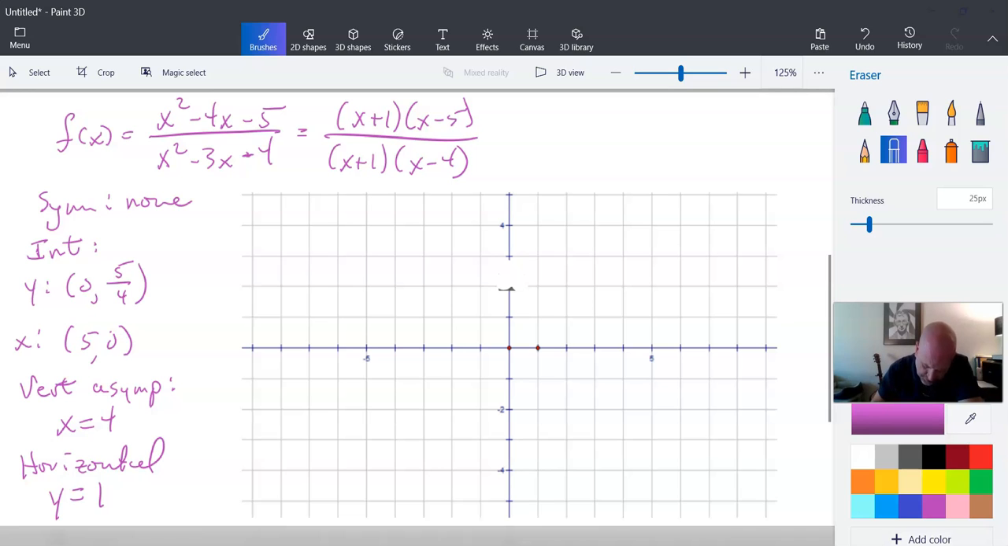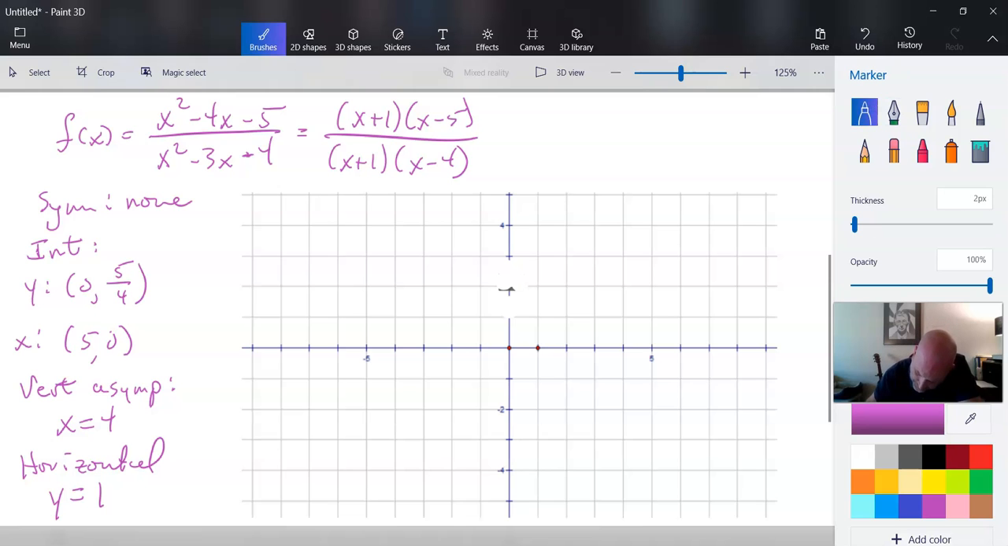So first off, (0, 5/4) would be just a little bit, oh, that's the eraser. Okay, (0, 5/4) would be about right here, right? Just a little bit more than 1. So that's my y-intercept. My x-intercept is at (5, 0), so that puts it right there. Now, our vertical asymptote is here at x equals 4, which would be here. Right? And our horizontal asymptote is y equals 1, which is here.